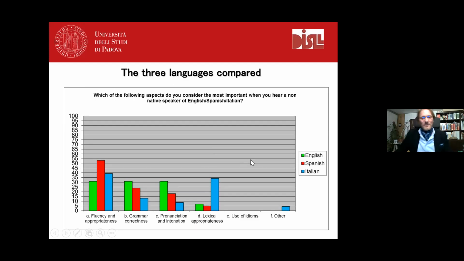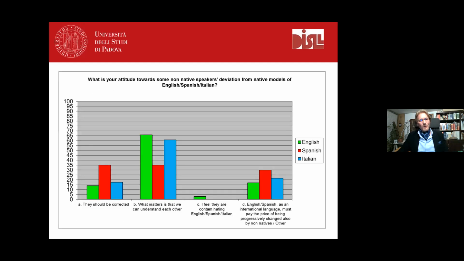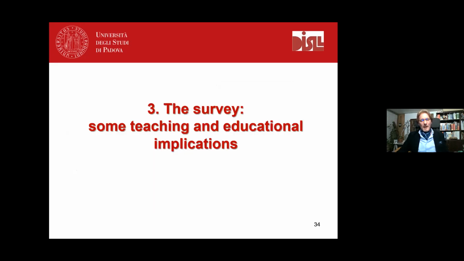These are the answers compared, put all together on the same graphs. And as you can see, there are some differences here that we will analyze later on. I will not comment on these now, I will just show you the comparative graphs here. What is your attitude towards non-native speakers? And as you can see here, there are also differences and analogies as well, which I will try to comment on later on. Okay, some teaching and educational implications of the results of this investigation.